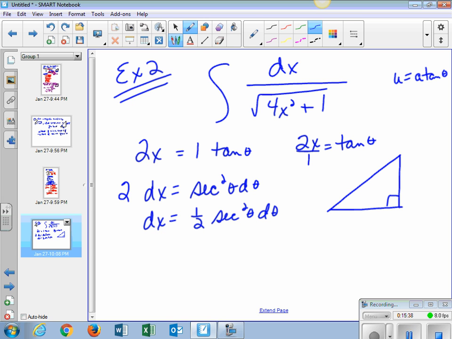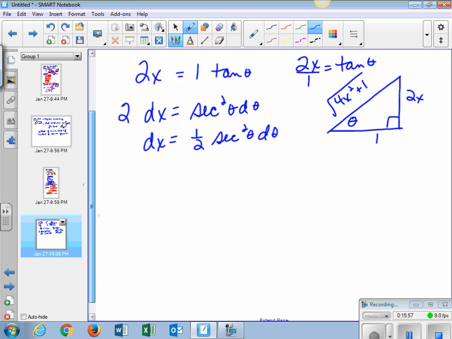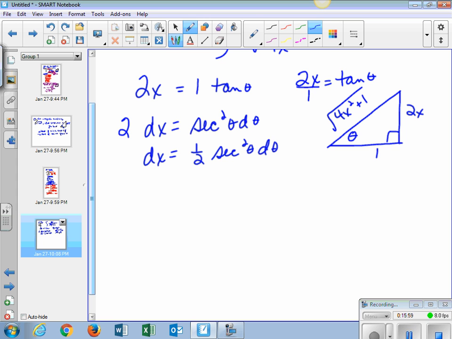Okay, looking at my triangle, my theta I'm going to put right here in the left-hand corner. Tangent is 2x over 1. So the hypotenuse is going to be the square root of 4x squared plus 1. So again, I'm thinking I need to substitute in for my radical, so I need a radical over a constant. Looking at that triangle, it's going to have to be secant. Secant of theta is going to be the radical of 4x squared plus 1 over 1, but again, we don't need that.